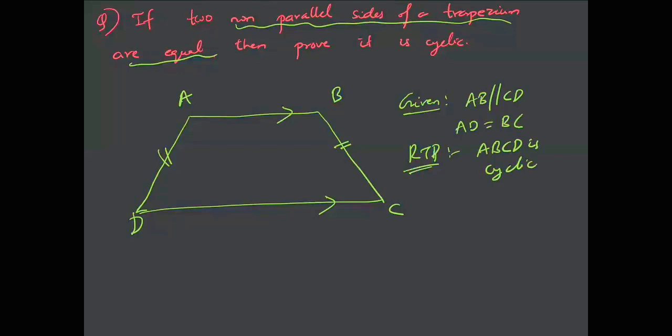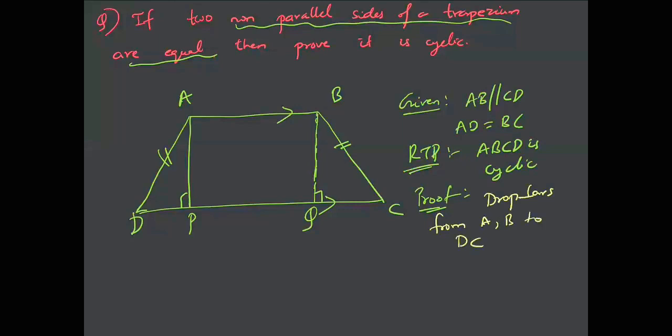Let us do one thing. Let us draw perpendiculars from A and B onto these sides. Let us say this point is P and this point is Q. So draw perpendiculars from A, B to DC. Now you can see that AP equals BQ, right? Because the distance between parallel sides is always the same.